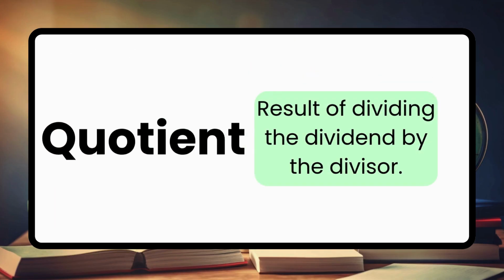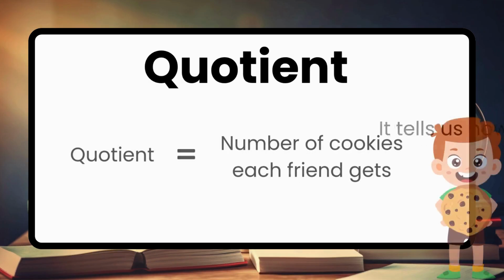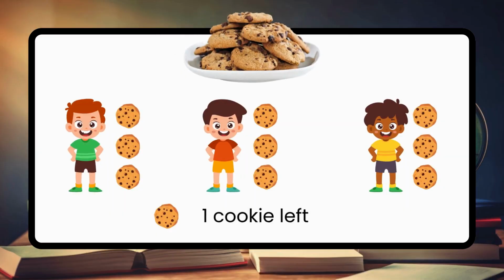Quotient. The quotient is the result of dividing the dividend by the divisor. It tells us how many items each group will get. So in our example, the quotient would be how many cookies each friend gets. When we divide 10 cookies by 3 friends, each friend gets 3 cookies with 1 left over.